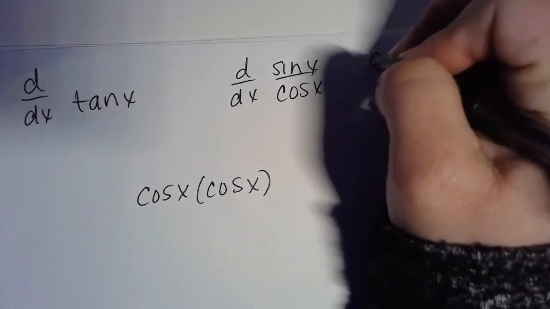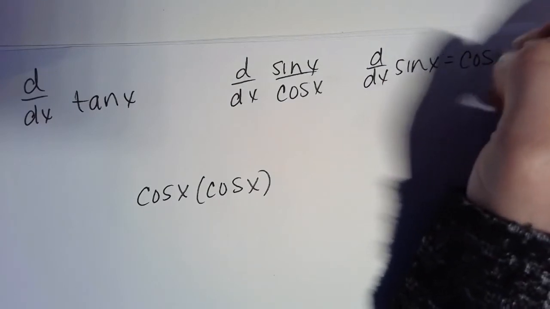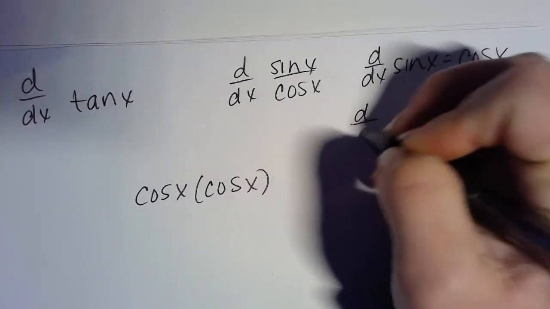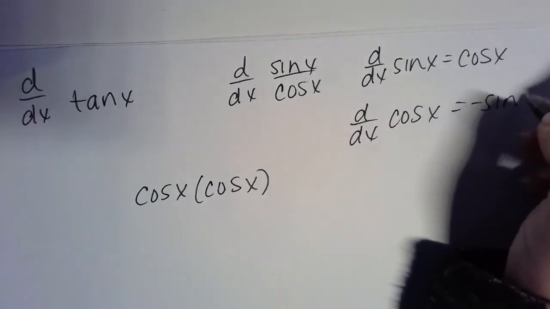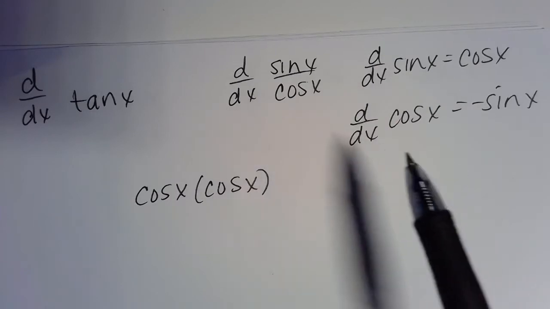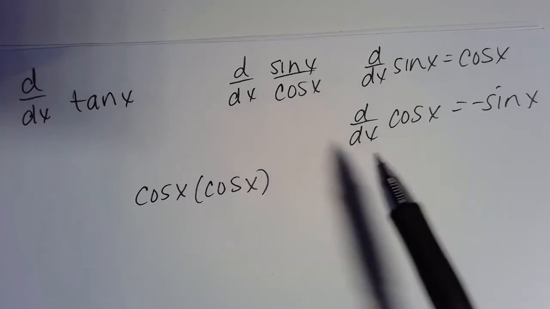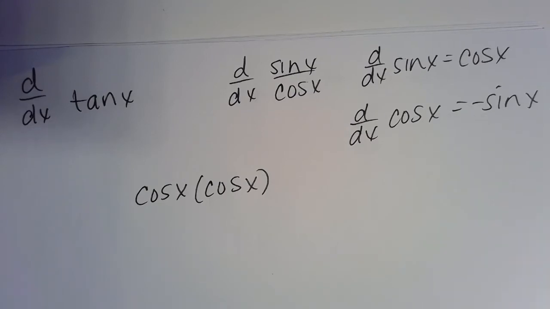I'll just write them up here just in case. So the derivative of sine is cosine, right? And the derivative of cosine is negative sine. Okay, kind of a pattern. You haven't seen it yet, but the derivative of anything that starts with a C, any of the trig values, is always negative. Okay, so keep that in mind.